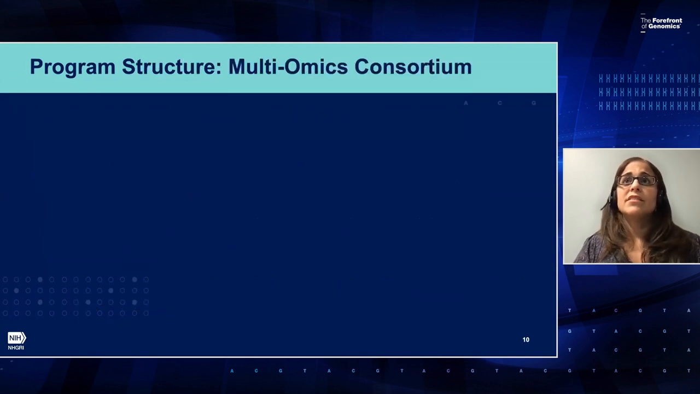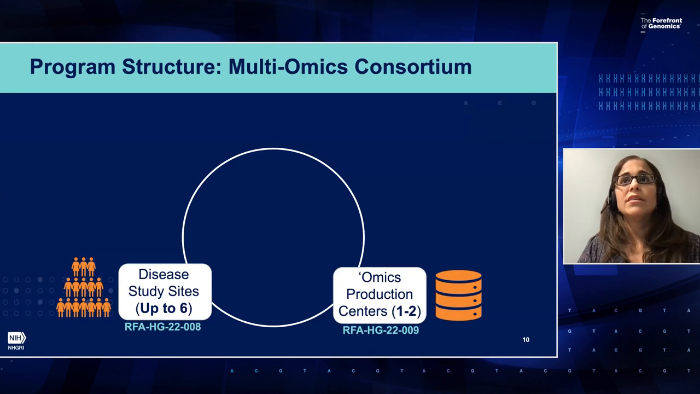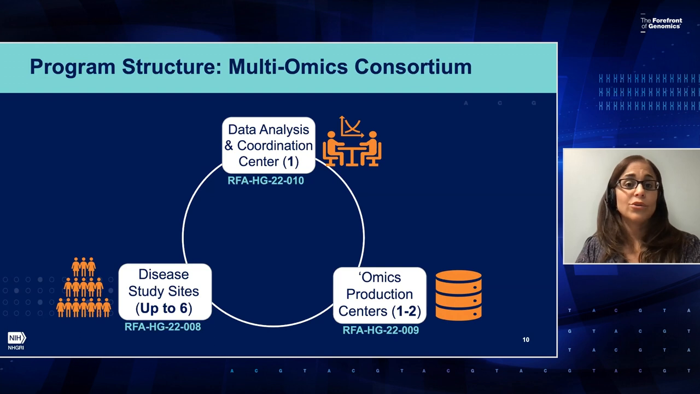As we note in the RFAs, the Multi-Omics for Health and Disease Consortium is composed of three components. First are the disease study sites, which we have outlined in RFA-HG-22-008, and we intend to fund up to 6 disease study sites. The second component is the Omics Production Center or centers, which we have outlined in RFA-HG-22-009, and we intend to fund no more than 2 OPCs. And finally, the Data Analysis and Coordination Center or DAC. And we outline the DAC in RFA-HG-22-010, and we intend to fund 1 DAC.